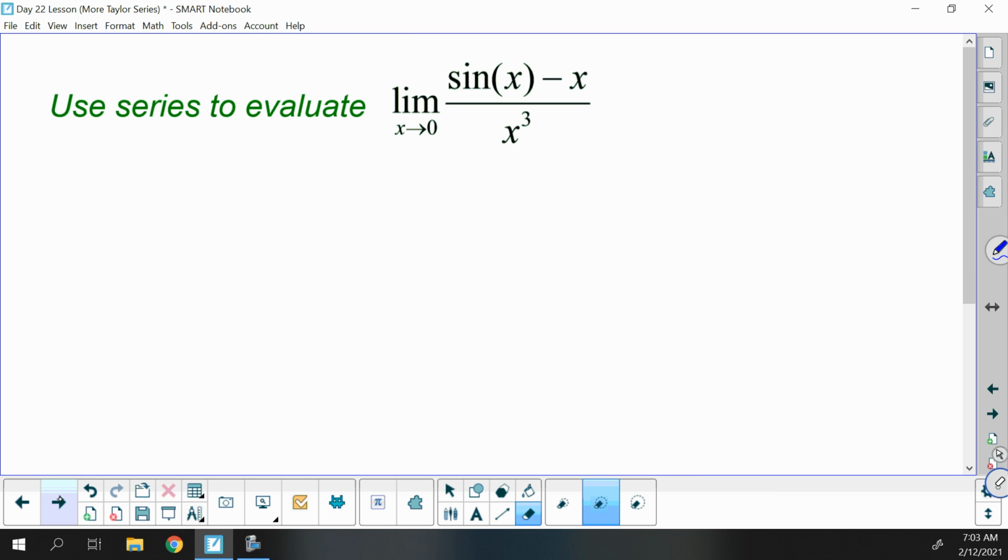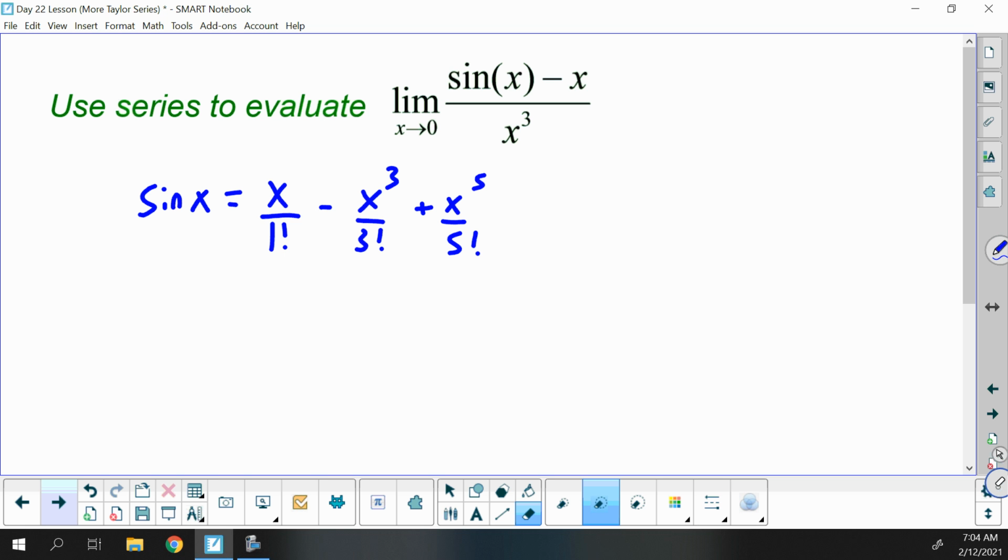And we're going to look at one more limit to finish out the class. So we're going to use series to evaluate this. We're going to start with our sin x Taylor series. Sine, remember, is odd, so we should have all the odd powers and factorials, and we'll switch signs. So we're going to have x, which is really over 1 factorial. It's up to you if you want to write the 1 factorial, minus x cubed over 3 factorial, plus x to the 5th over 5 factorial, minus dot, dot, dot.